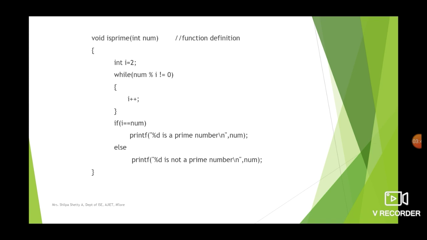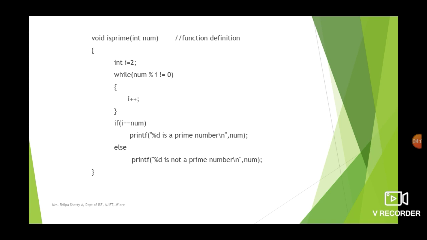But let us take a number 5. When we divide 5 by 2, it is not divisible. So next we take the next natural number, that is 3. We divide 5 by 3. Again it is not divisible. Next we divide by the next number, 4. 5 by 4, again it is not divisible. When you divide 5 by 5, it is divisible.